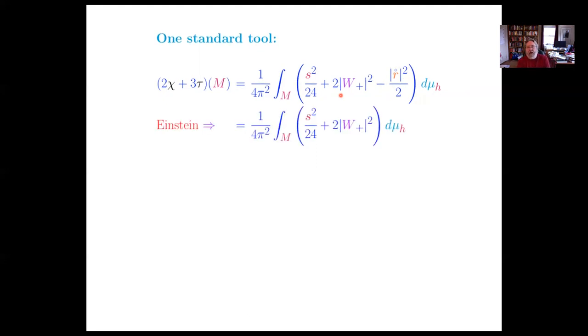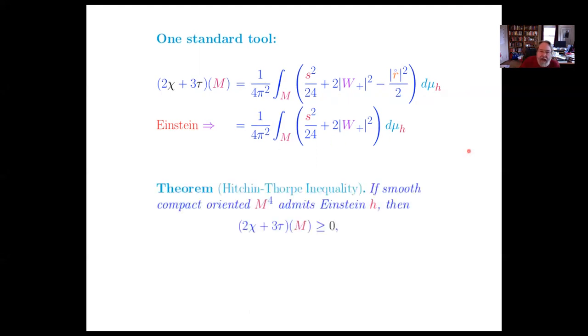The cute point is that if your metric h happens to be Einstein, the only negative part of this integrand drops out, so the integrand is actually pointwise non-negative. That immediately tells you that if you have an Einstein metric on a four-manifold, then 2 chi plus 3 tau of the manifold has to be non-negative. By the way, you could also reverse the orientation of the manifold. The Einstein condition is invariant under that, but that would change the sign of the signature in this expression. But here we're going to imagine we're privileging a particular orientation, and this is now the interesting inequality, or the one that will be most relevant to what we're doing.